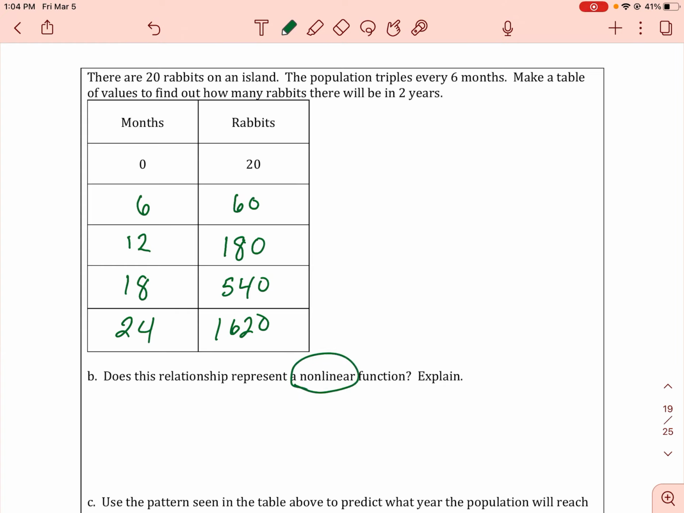Is this linear or nonlinear? Explain. This is a nonlinear function because it does not increase at a constant rate of change.